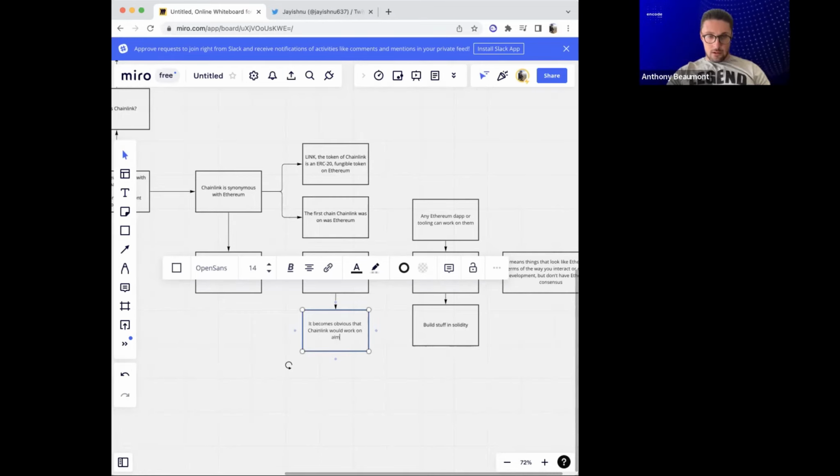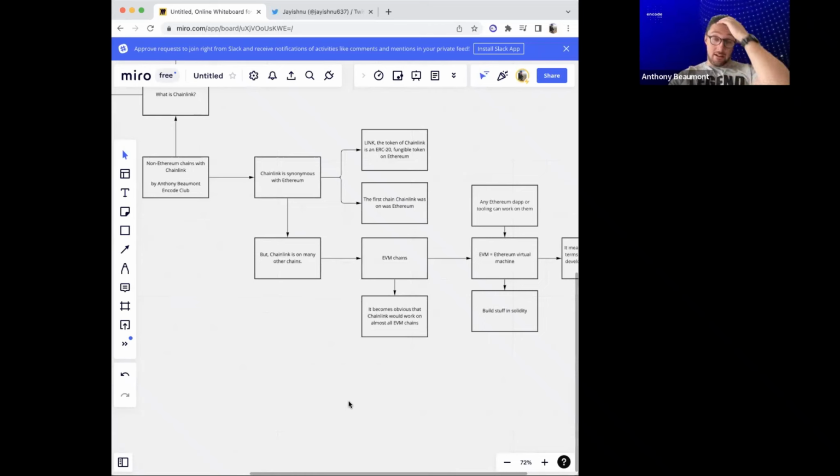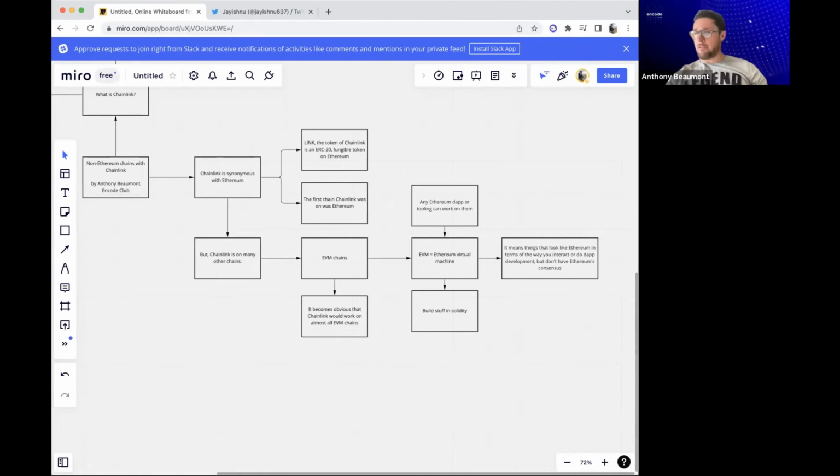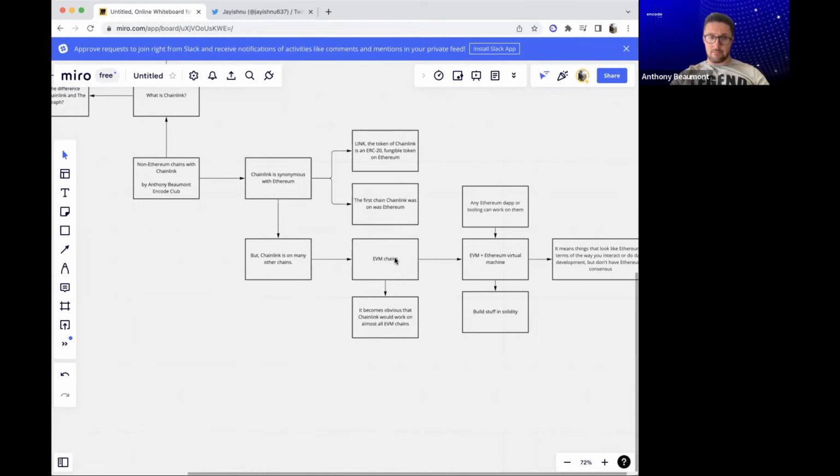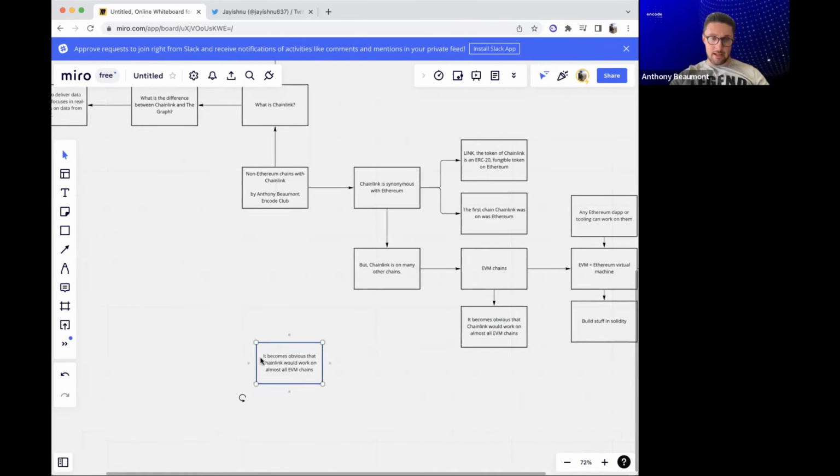I'll say almost all EVM chains. It's important to add EVM chains are not themselves linked to Ethereum. They just look like it, have the same way of interacting with the chain, building dApps, coding stuff as you would with Ethereum. So part of this question then is also looking at EVM chains and what EVM chains are. So we'll kind of unpack that a little bit throughout this talk. So let's move on to that a little bit now.